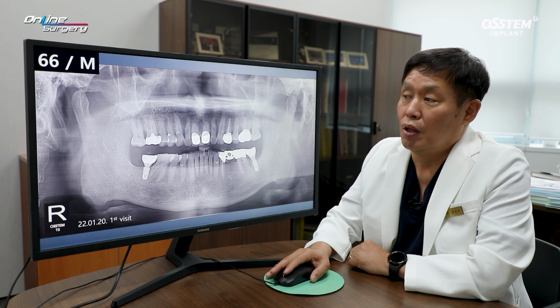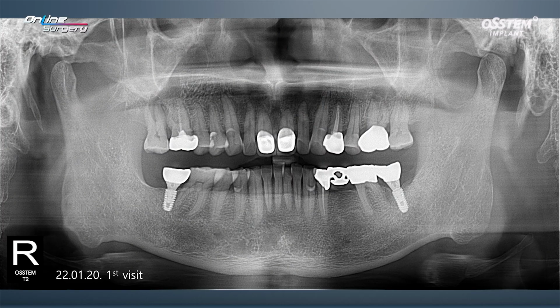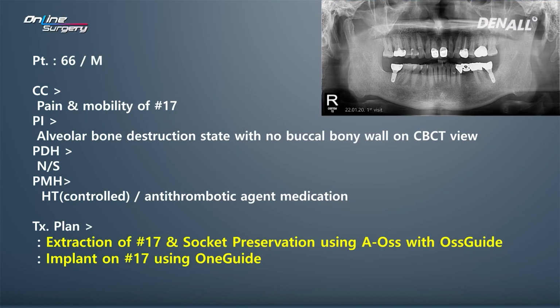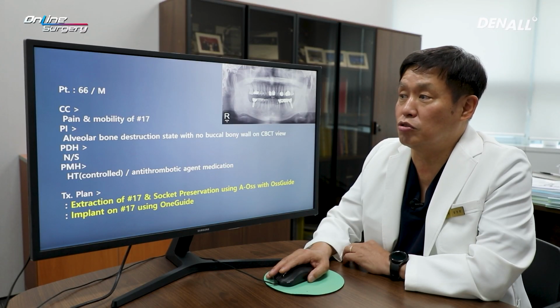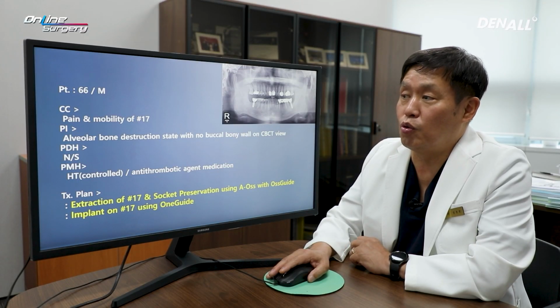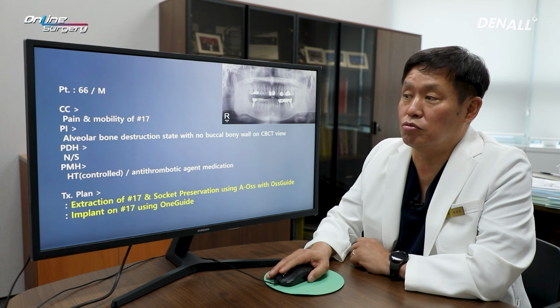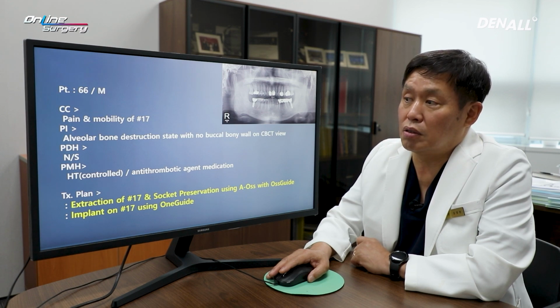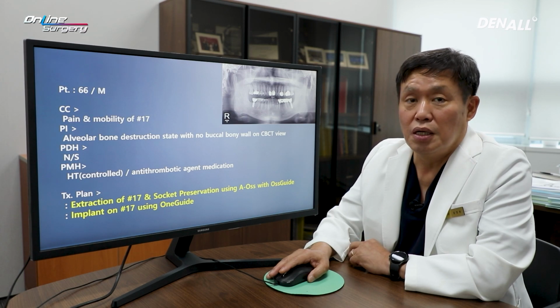Let's look at today's surgical case. This is a 66-year-old male patient. In the upper right, number 17, there was severe mobility, swelling, and pain. That was the chief complaint. Looking at CBCT, in number 17, there is significant alveolar bone destruction. Buccal bony wall was almost gone. In terms of dentistry, there's nothing else to note.